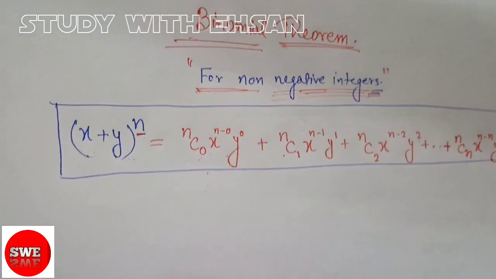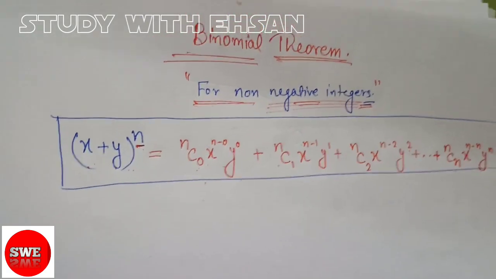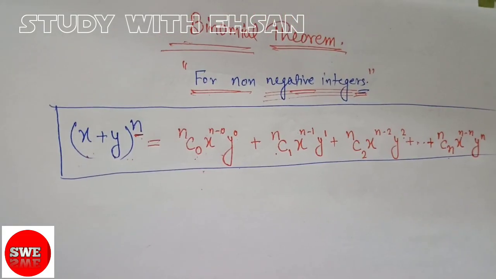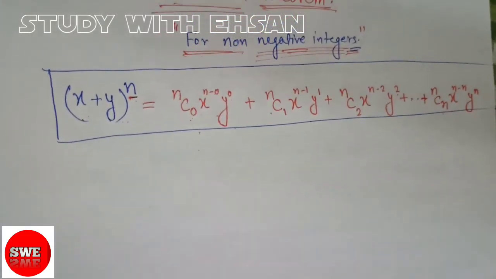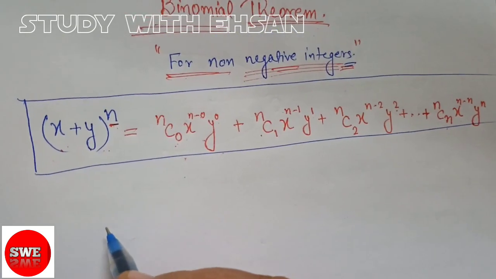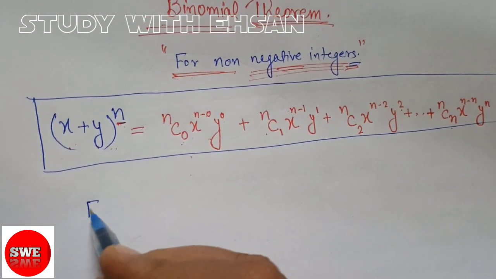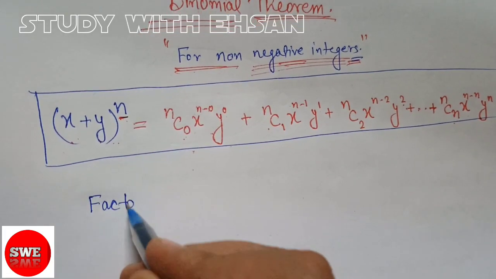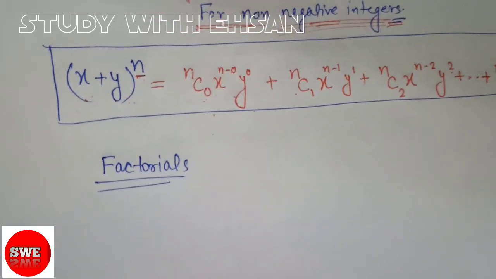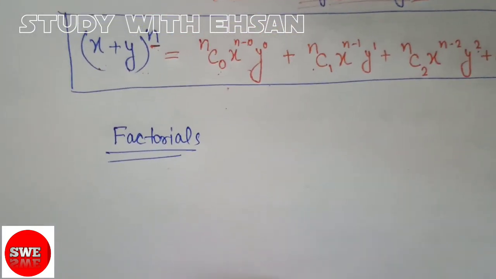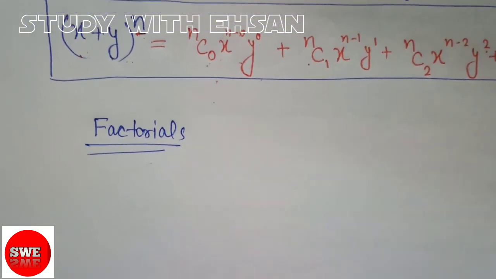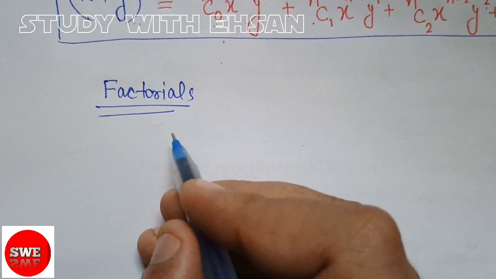Don't panic about how to solve these, they are very simple. The first thing you have to learn is how to find nC0, nC1, nC2, and what actually these are. So first of all, you must know what factorials are. This is the first thing that you must learn. If you are planning to learn the binomial theorem, you must have the knowledge of factorials.